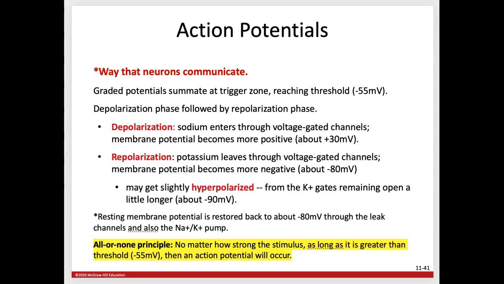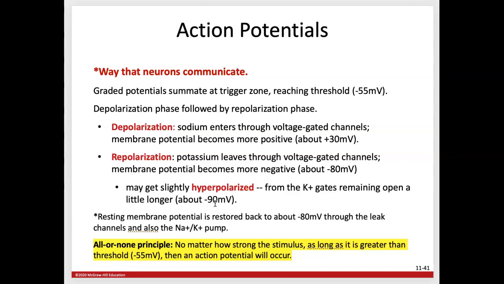The cell membrane is polarized, then it becomes depolarized, goes to about positive 30 millivolts. And remember, at the polarized state, we're around negative 80, negative 70, somewhere in there. When it becomes depolarized, it goes to positive 30. To repolarize it, it goes to about negative 80. And then the gates stay open, it becomes hyperpolarized, kind of overshoots what it wanted to do, and we get all the way to negative 90 millivolts. Now, how do we get from negative 90 millivolts back to resting membrane potential, back to that polarized state, which is somewhere around negative 70, negative 80 millivolts?